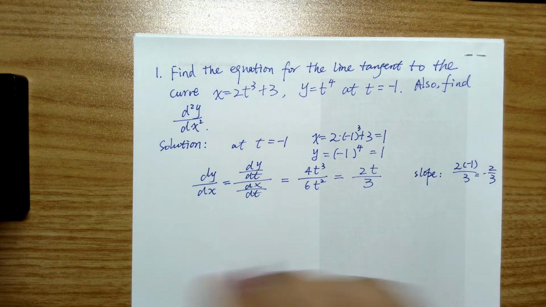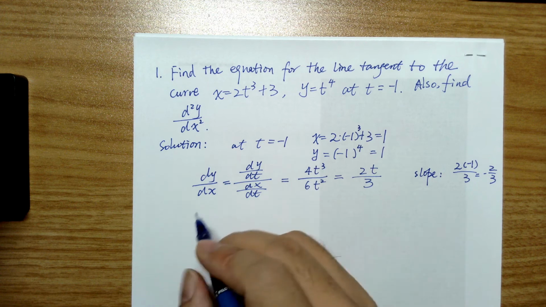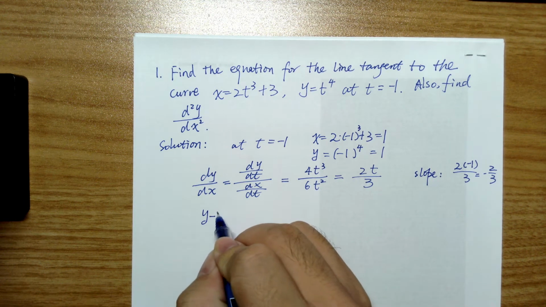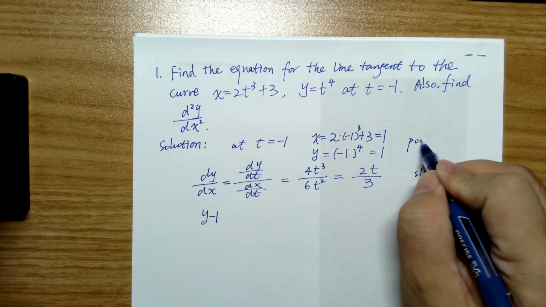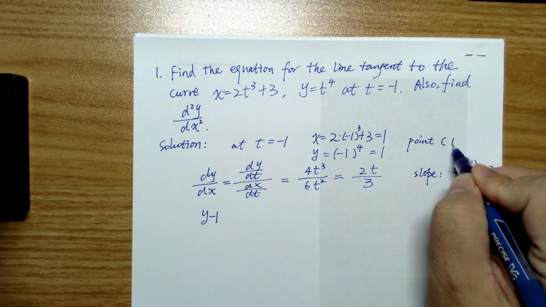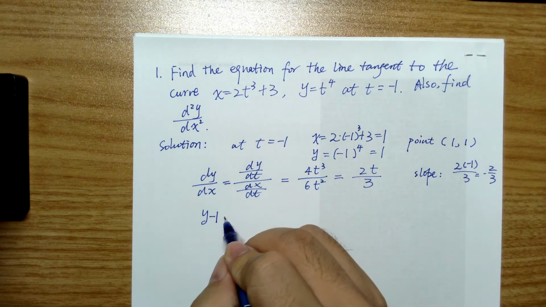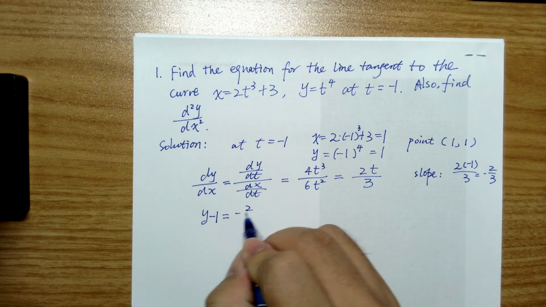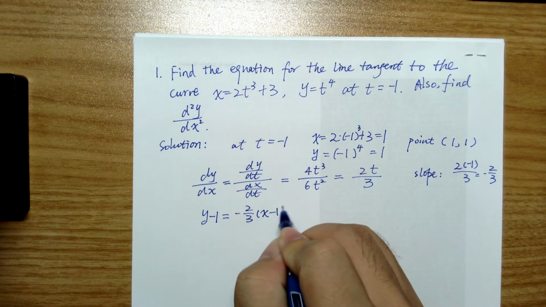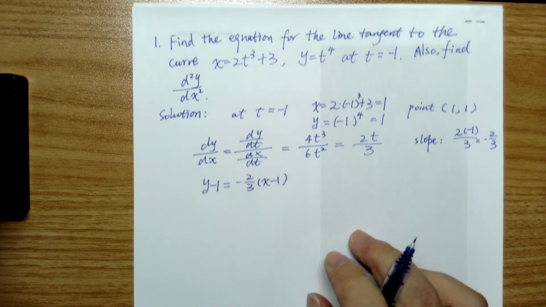Okay. So the equation for the tangent, because the point coordinates are (1, 1), right? So it's y minus 1 equals -2/3 times (x minus 1). Okay, we're using the point-slope form.